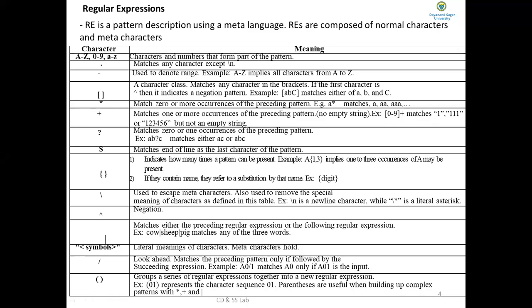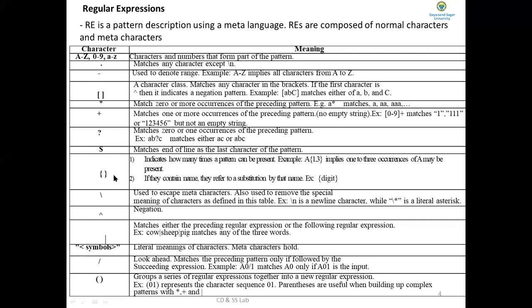So which is the preceding pattern here? AB. Okay. So it matches either, that means only one, either 0 occurrence of B or 1 occurrence of B. Okay. So it matches either AC or ABC. Then dollar matches end of line as the last character of the pattern.